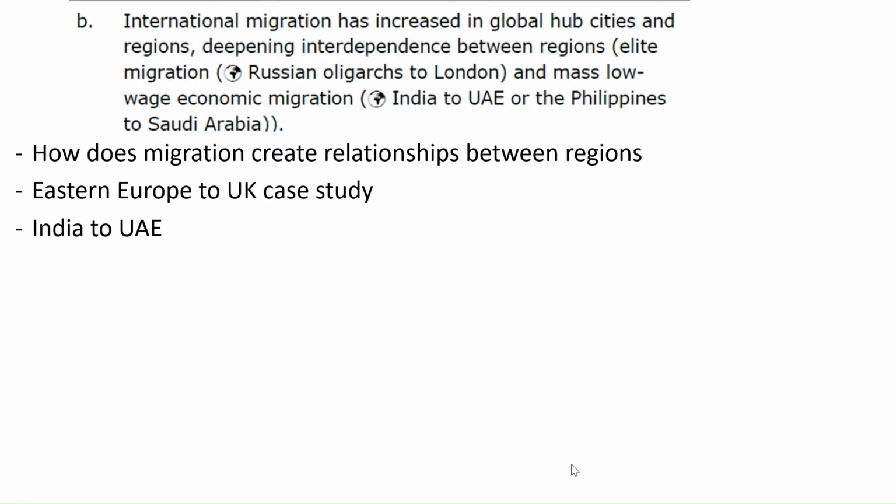Okay, so moving on, we have 3.5b. International migration has increased in global hub cities and regions, deepening interdependence, and so on. Case study, case study, case study. So what you need to know is how migration creates relationships between regions, and that's the idea of interdependence. Some key case studies are the Eastern Europe to the UK case study, and India to UAE. So let's go right into it.